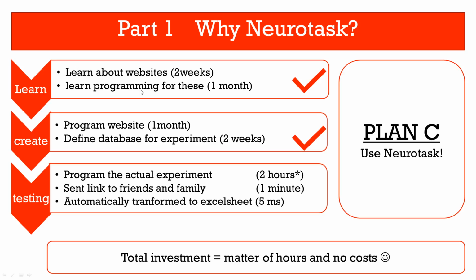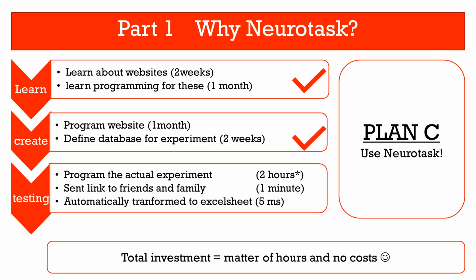Use Neurotask. Well, the good thing about Neurotask is that all the first steps about learning and creating are already done for you. So the only thing you need to do is program an actual experiment, which I will teach you in chapter 2 of this course, and then send the link to friends and family, and then just download the Excel sheet. So if you use Neurotask, you could be finished in a matter of hours with almost no cost. And that is specifically the goal of the Neurotask software.